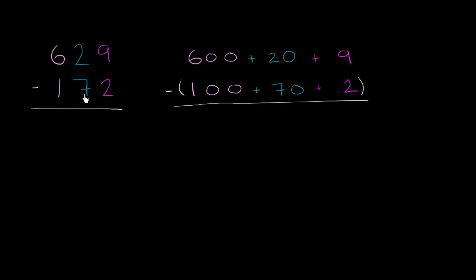This is 7 tens. It's in the tens place, so it's 70. And then the 2 is 2 ones, so it just represents 2. And we'll see why this is useful in a second. So let's just start subtracting. We'll start with the ones place.